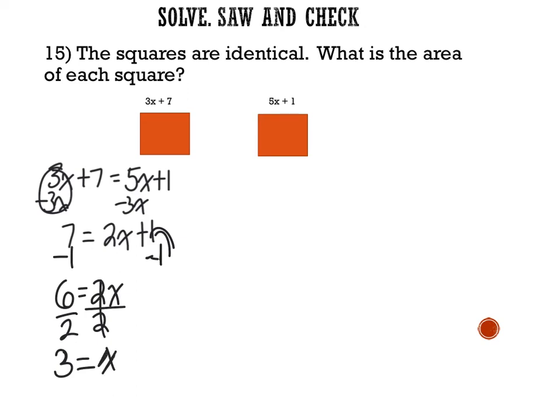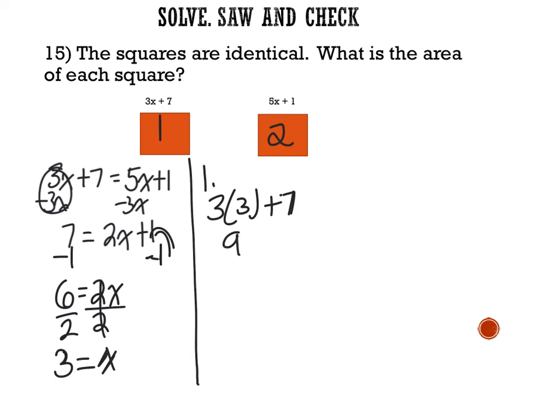Okay. Now to find the area, I've got to find out what each side is for each square. So this is square number 1 and square number 2. Square number 1: 3 times 3 plus 7. 3 times 3 is 9 plus 7 is 16. So one side equals 16. So length times width to find area would be 16 times 16, which would be 256.